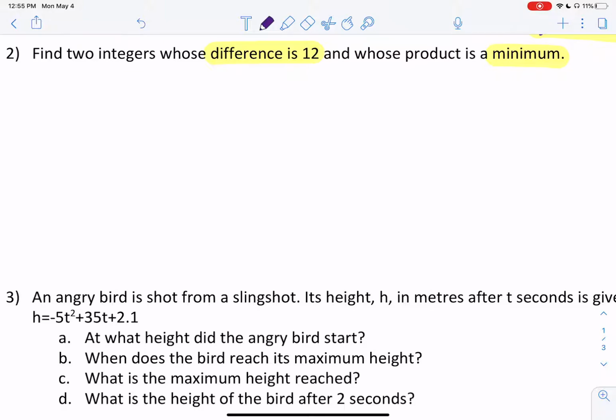So let's start with our let statements. So I'm looking for two integers. So I'm going to let x represent the first integer. And now I know that there's a difference of 12. So we're going to let x minus 12 represent the second integer.